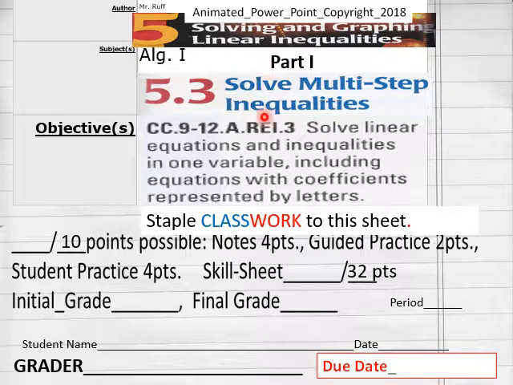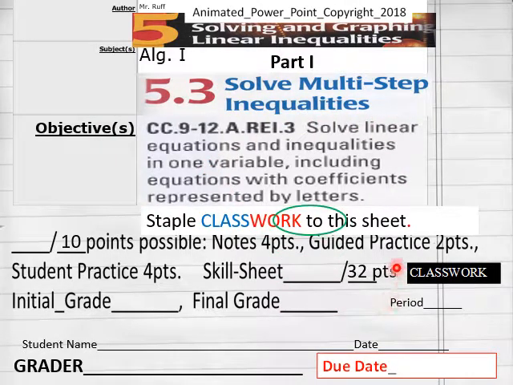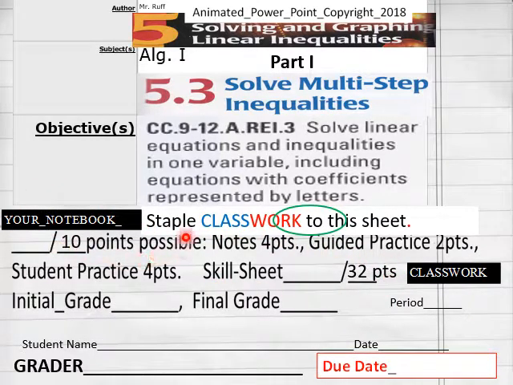5.3 part 1, multi-step inequalities. Here is your standard, and we have a class worksheet of 32 points, and we have a notebook guide of 10 points.